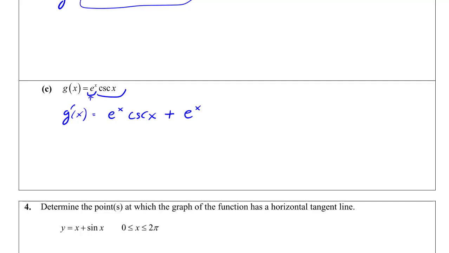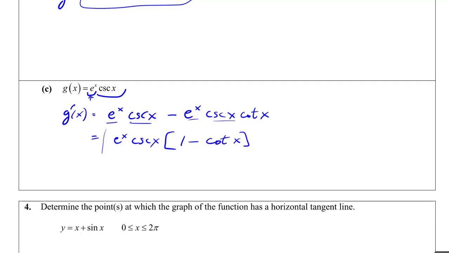Okay, secant gave me secant tan. Cosecant gives me cosecant cotan with a minus. So change that to a minus, and I get minus cosecant x cotan x. Now that looks to me like I should do some factoring because I have an e to the x in both, I have cosecant x in both. So if I take out an e to the x cosecant x, then inside I have 1 minus cotan x. And that looks like a much nicer final form there.